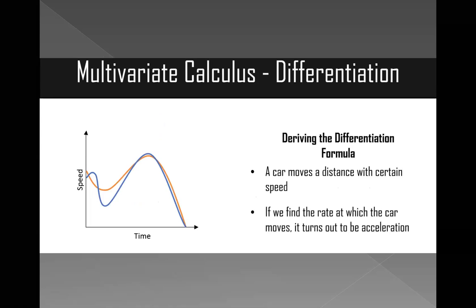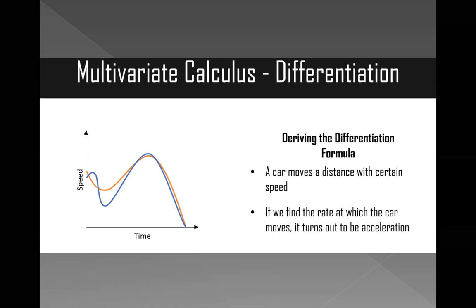And this is one of the famous examples of where we are using the differentiation formulae. Where exactly? In the car speed and distance calculation application. Here a car is moving a distance with a certain speed along with time. So this is speed versus time for the car. If we find the rate at which the speed changes, it turns out to be acceleration. If you want to identify that, that is your motivation, which means we need calculus.